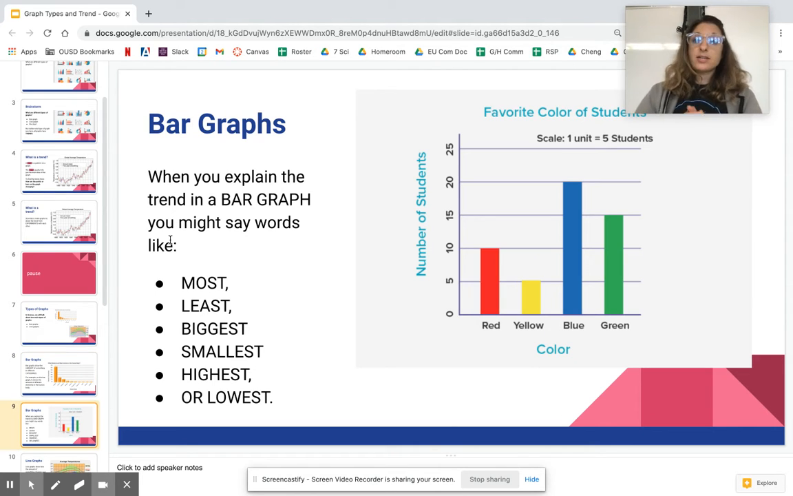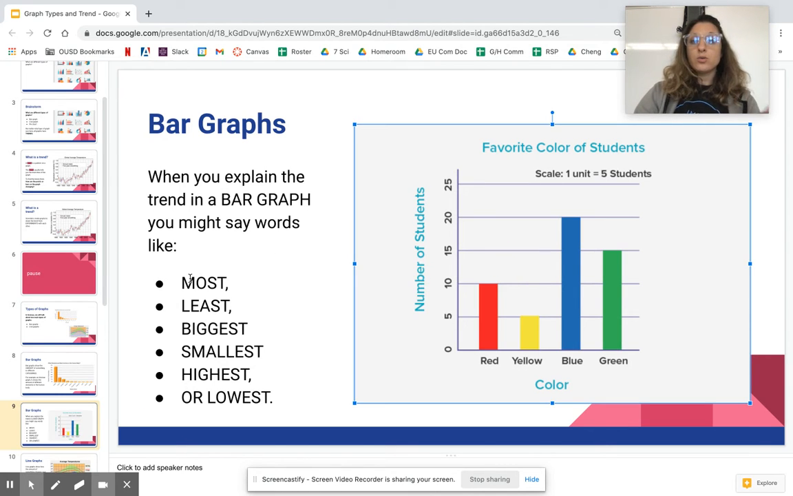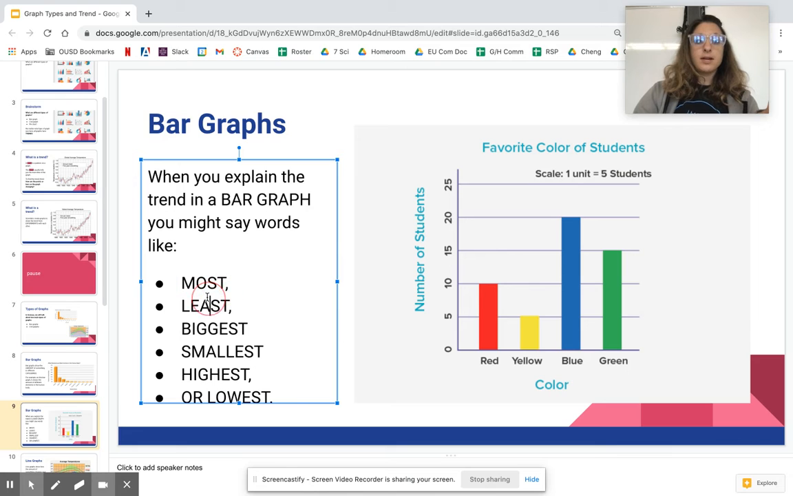So if I'm trying to explain the trend in a bar graph, I would use words like most, least, biggest, smallest, highest, or lowest, because those all have to do with answering the question, how much?